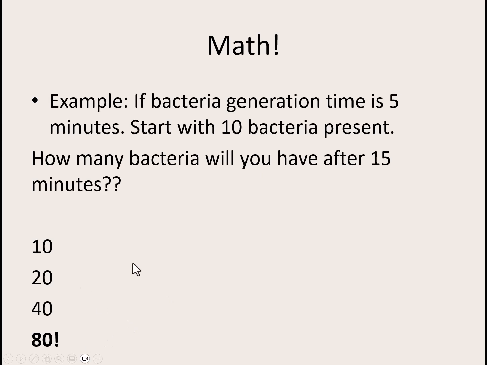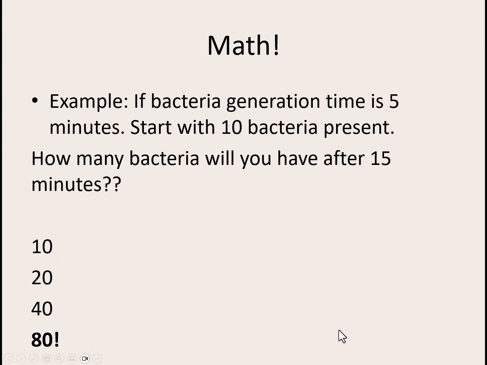And if we want to say what if it was 20 minutes? Well, those 80 would become 160. And if it's 25 minutes, those 160 would become 320. So we start small, but then we start to get big numbers real fast. And that's every 5 minutes.